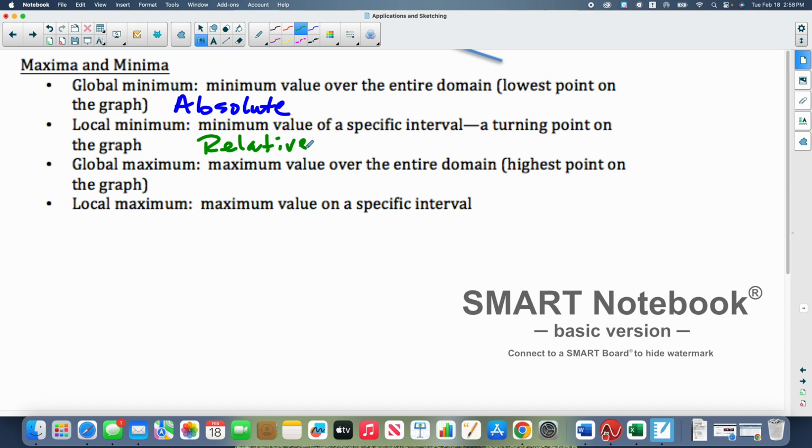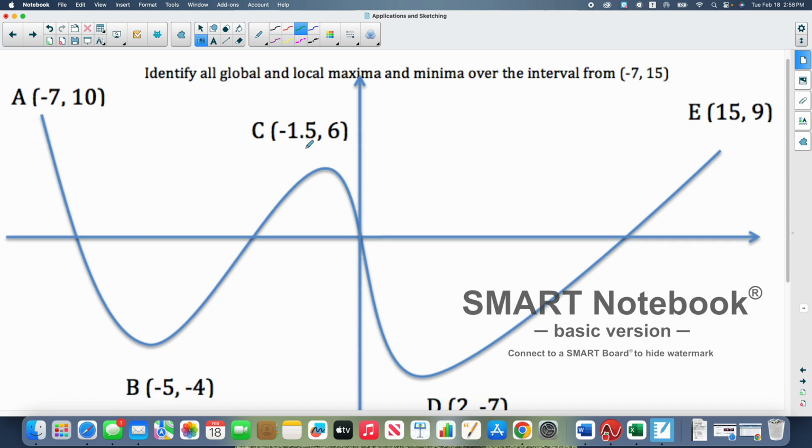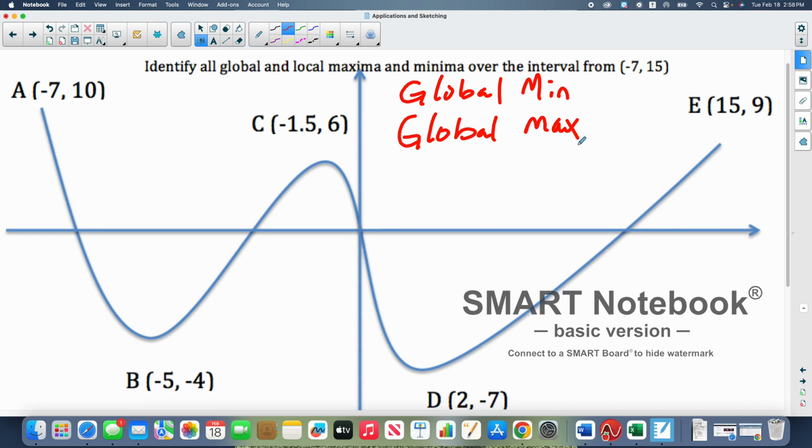So if we were to look at this picture here, where would the global min be and where would the global max be? Global min. Where's the global min on the graph? Point D. Point D, at 2, -7. -7 is the lowest point on the graph. So the global minimum would be at point D. Where would the global maximum be? At A, at negative 7, 10 is the highest value.